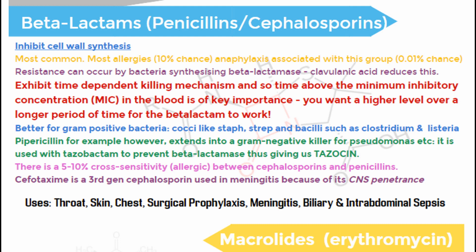Resistance can occur by bacteria synthesizing beta-lactamase, and that's why tazocin has tazobactam and co-amoxiclav has clavulanic acid, and they reduce the chances of bacteria synthesizing beta-lactamase.